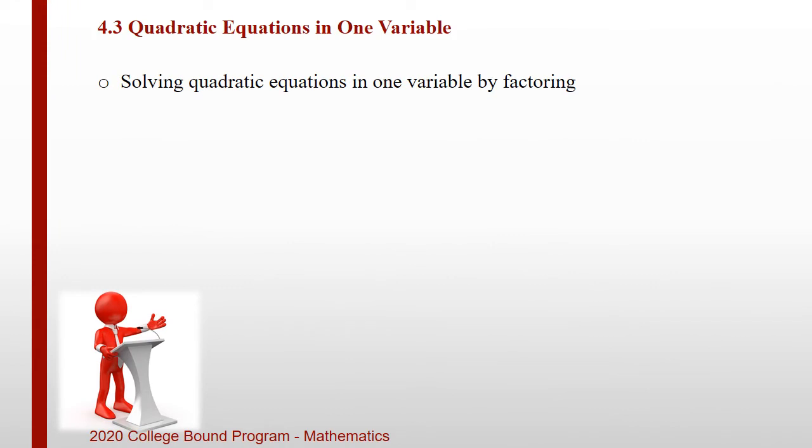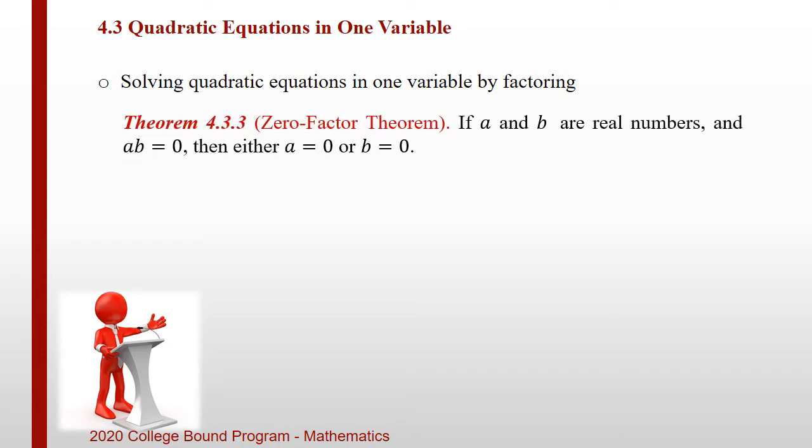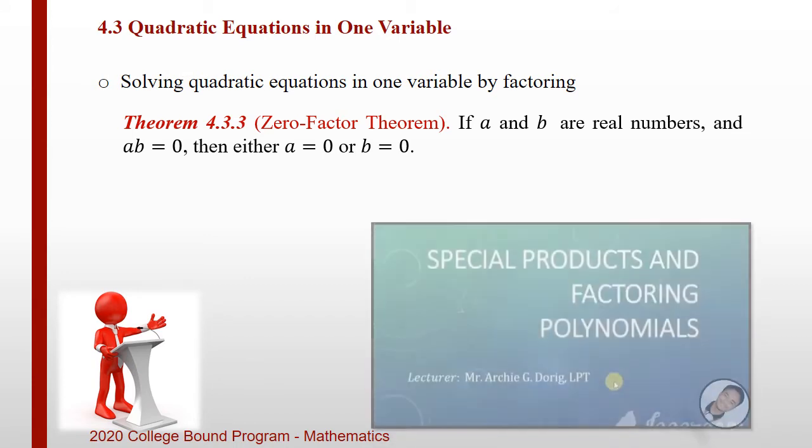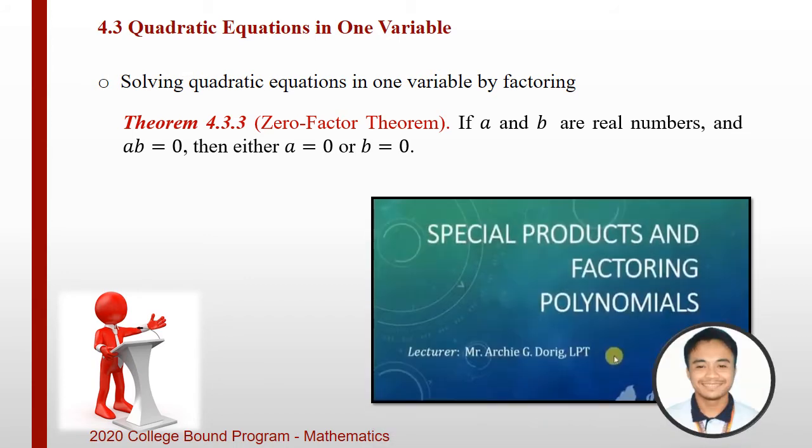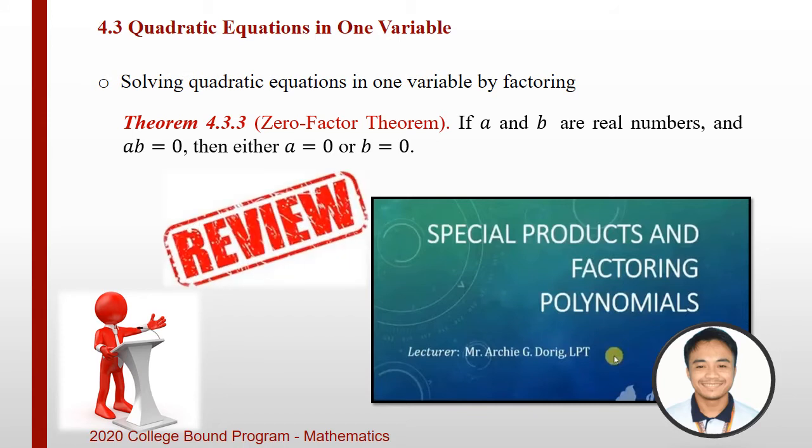In solving quadratic equations by factoring, we will use the zero-factor theorem. This theorem states that if the product of two real numbers a and b is 0, then either a equals 0 or b equals 0. We also need to be acquainted with the special products and the methods of factoring. It is highly suggested that you review the said topics.